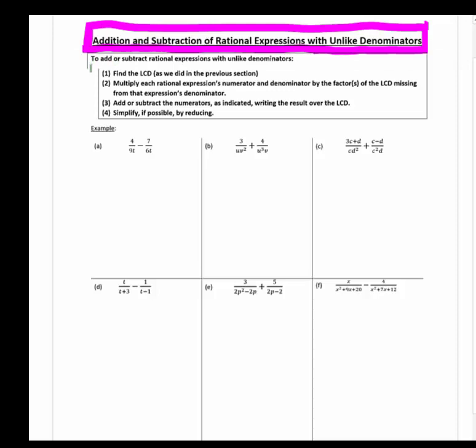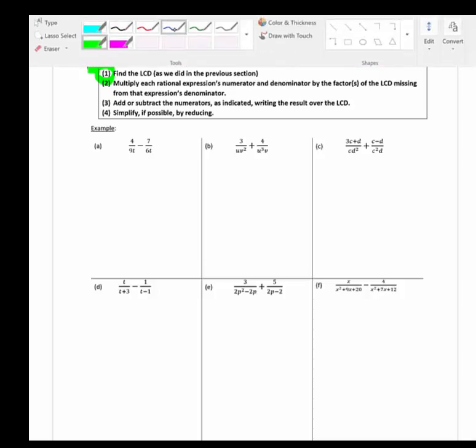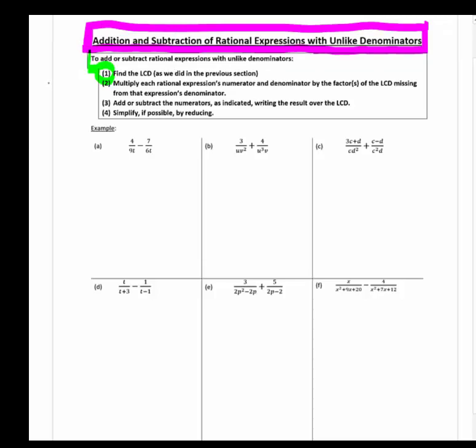To add or subtract rational expressions with unlike denominators, the first thing you do is figure out the LCD, like we did in the previous section. And just like with regular fractions, let's look at an example off to the side. Let's say you have 2/15 and you're adding 5/6. Step 1: what's the common denominator? The least common denominator there would be 30.